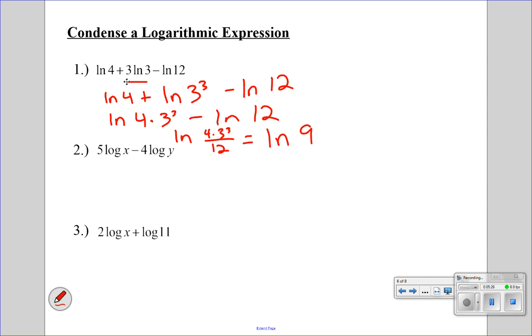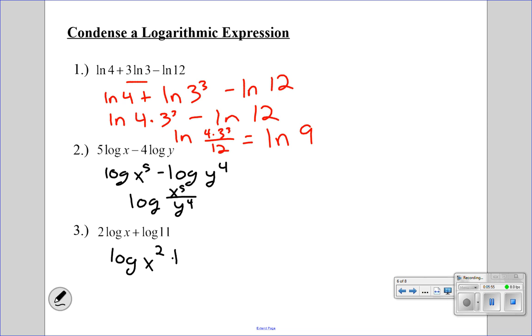With this next one, once again, first we need to look for our power property. So we have log x to the 5th minus log y to the 4th. Now we have subtraction, so we know that we can use our quotient property. This becomes log x to the 5th over y to the 4th, written as 1 log. And this last one, very simply, we can use our power property, and this becomes log of x squared plus log of 11. And now we can use our product property, and so this is simply log of 11x squared.